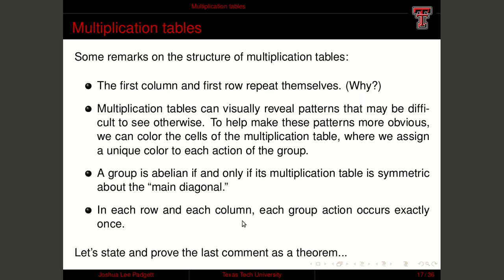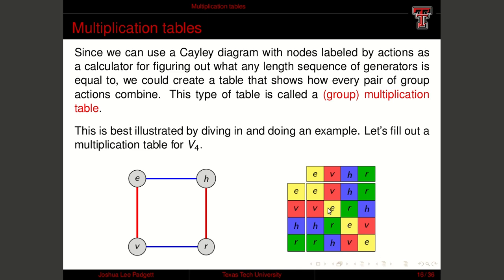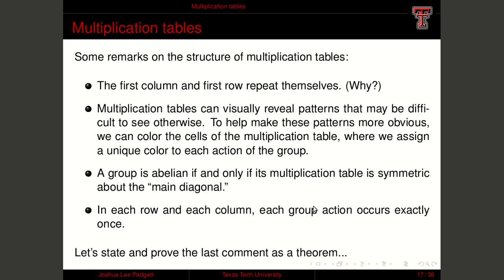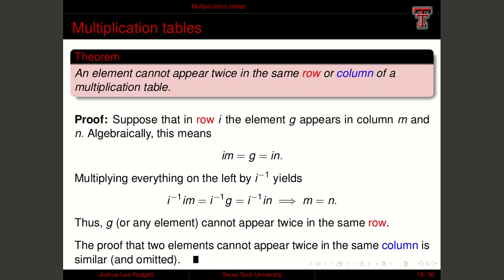Moreover, in each row and each column, each group action occurs exactly once. So what you should see here is, if I fix a column, there's only one color of each. If I fix a row, there's only one color of each, meaning there's not two greens in one row. And this is actually very important. This is a fundamental thing of a multiplication table, and it can be stated as a theorem: an element cannot appear twice in the same row or column of a multiplication table.